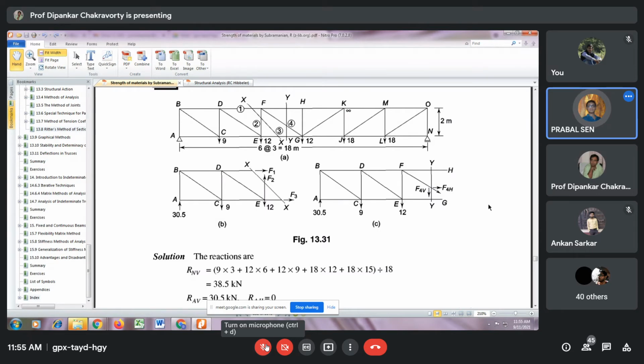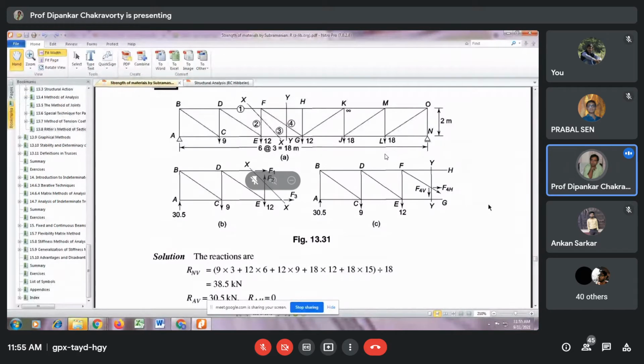How many joints are there? Truncated roller joint. How many joints do you have? 14. Yes, 14. So how many equations can you have? 28 as well. So 28 equations you can have, and 28 unknowns you are having.